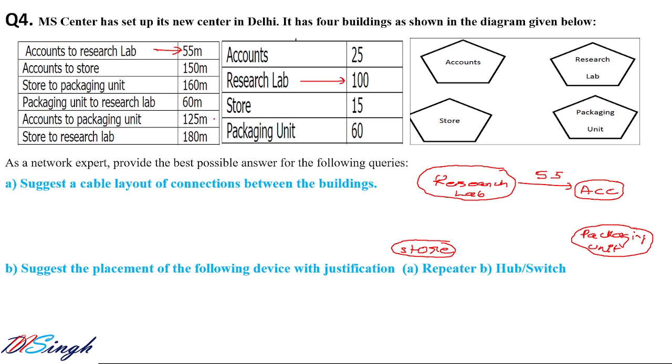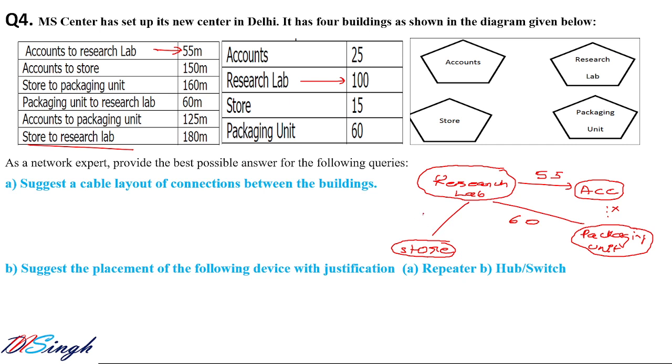Next minimum is packaging to research lab, that will be 60. 60 we have taken. Next minimum is 125, accounts to packaging. Accounts to packaging, we don't want this link, otherwise it is going to create a loop, so we do not take this link. Next minimum is 150, account to store. That we can take, but that is not going to give me the star topology, so we are going to take store to research lab.